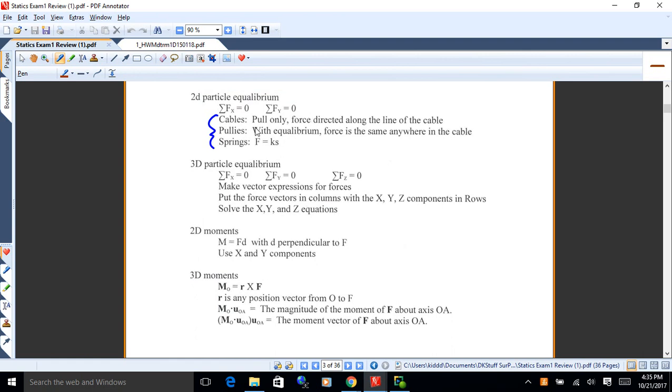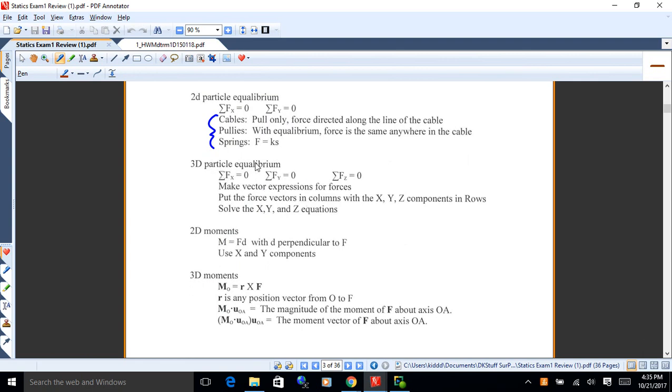Okay, we did 2D particle equilibrium. Sum of Fx is 0, sum of Fy is 0. And we covered these three special types of forces: cables, pulleys, and springs. So you use right-angled trig in these situations to get the x and y components, add them up, set them equal to 0.